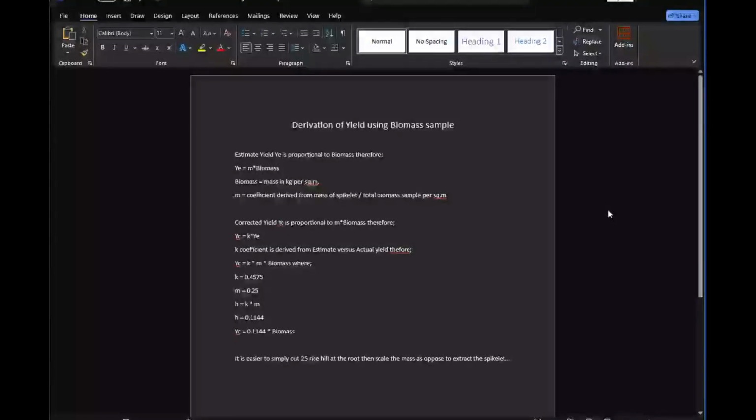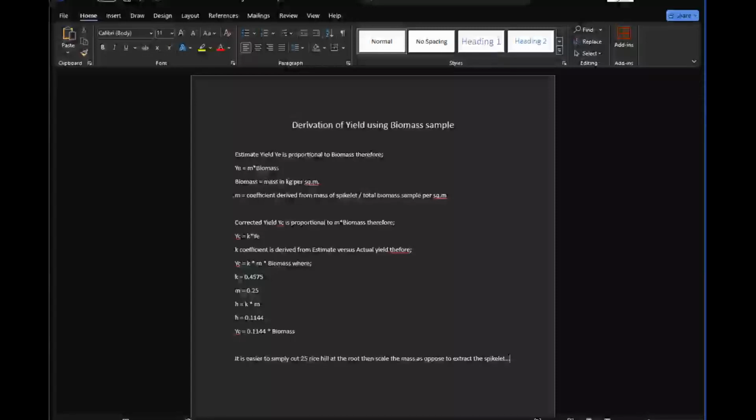August 8, 5:30 in the morning. So I've been thinking about the biomass and how it connects to the yield estimate. And I did some number crunching. I realized there is a trend. So I went about deriving the equation for this trend.